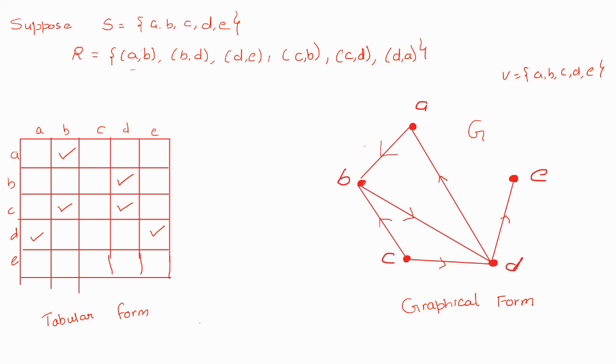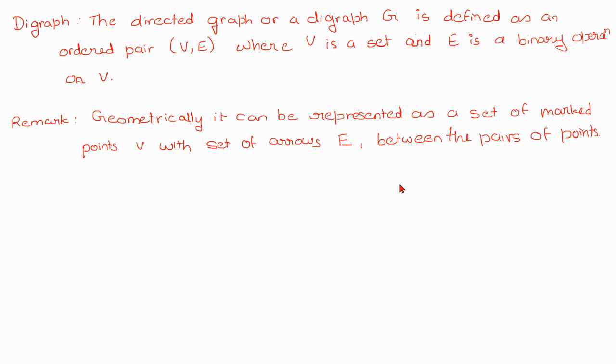Now, if we see the example, the pair B comma E. There does not exist any edge between these two. Therefore, we can say that B and E are non-adjacent vertices. There is no edge between the two. Similarly, C comma E are non-adjacent vertices, and again C comma A, they both are non-adjacent vertices.